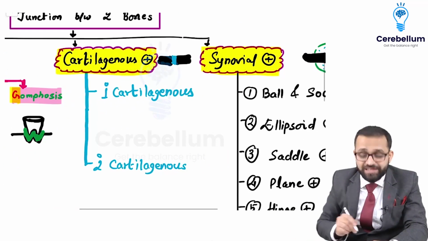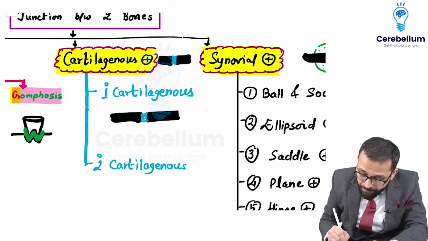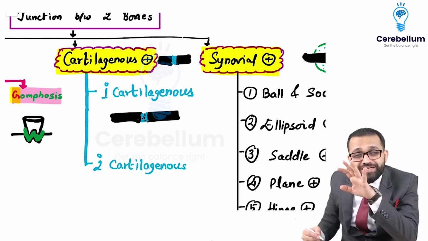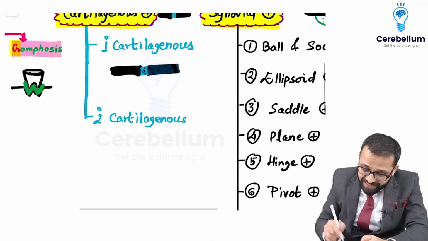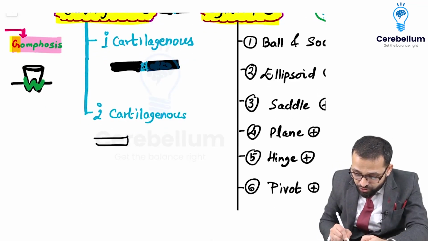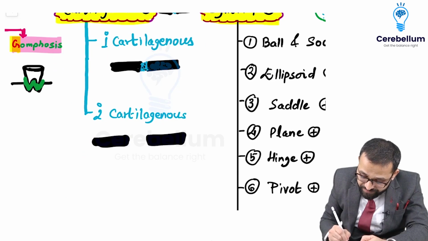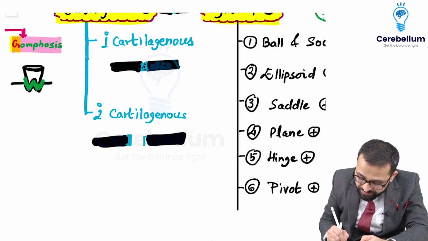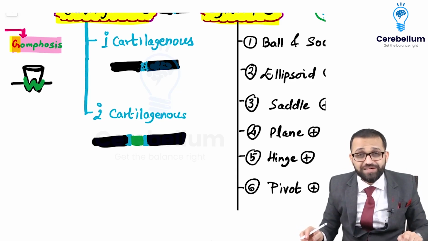Cartilaginous joint: there are two bones articulating together with the help of cartilage, but later there is ossification. Since it gets ossified, it is also known as synostosis, and you can also say synchondrosis. In the secondary cartilaginous joint, you will see two different bones having hyaline cartilage, but in between them there is fibrous connective tissue and no ossification occurs. This is the secondary cartilaginous joint.